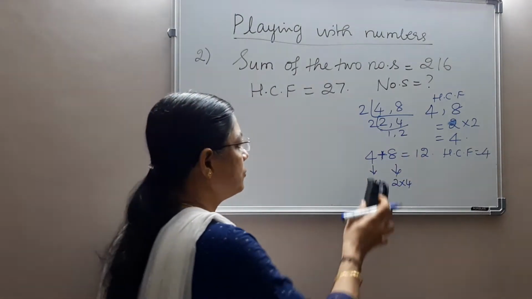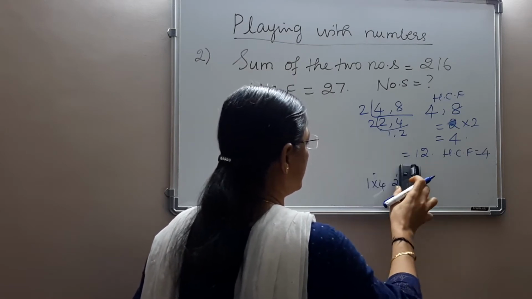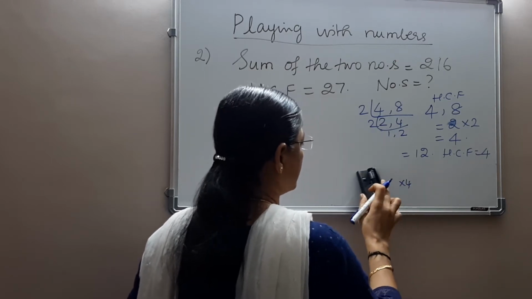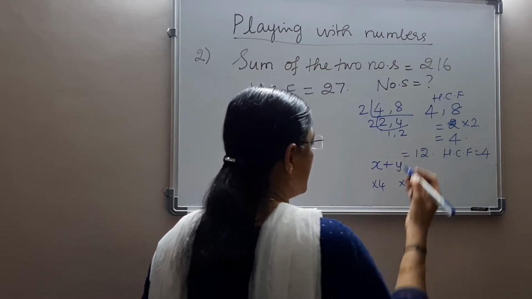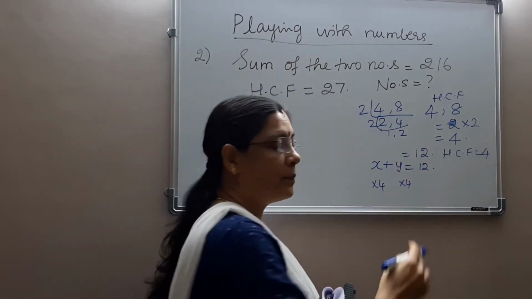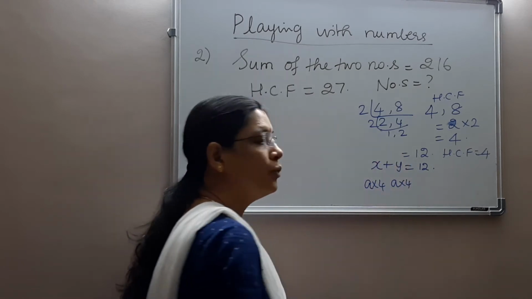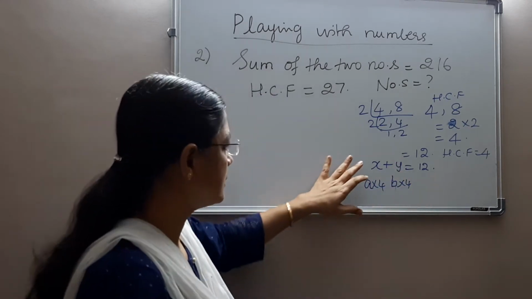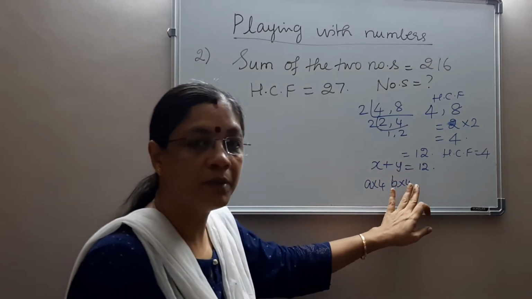Now you just imagine that we don't have the numbers 4 and 8. As per our question, we don't know the numbers 4 and 8. Hence, we don't know the number to be multiplied here, isn't it? So let us take the two numbers to be x plus y is equal to 12. And we represent this x and y as some number a into 4 and some number b into 4. So this x has to be represented by a into 4 and y as b into 4.